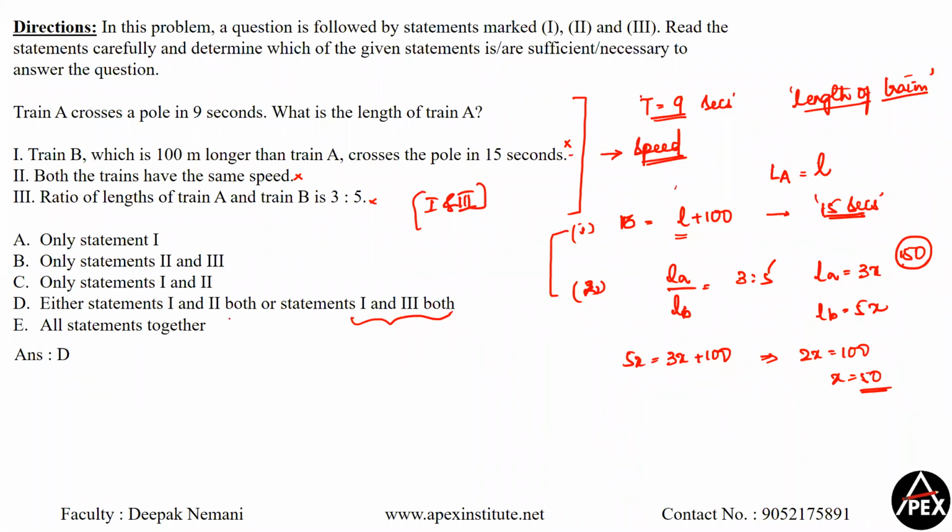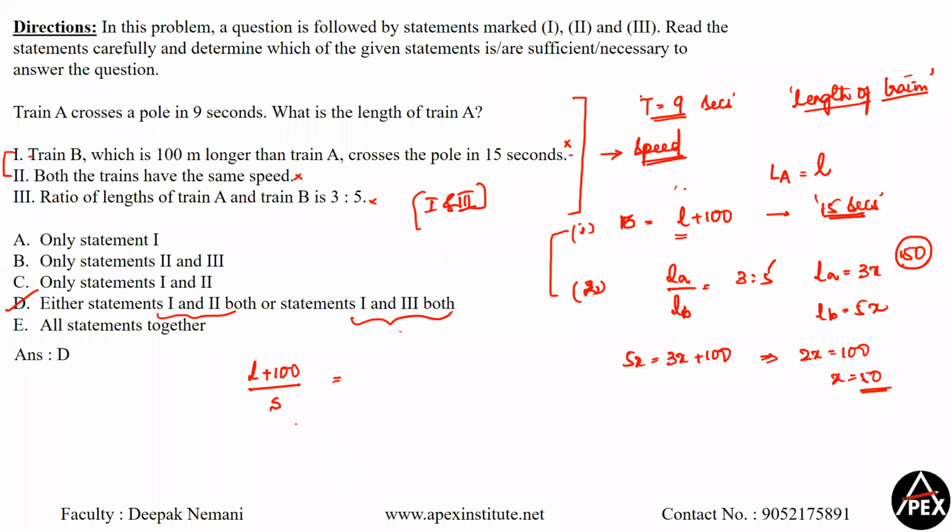Either statements 1 and 2 both or statements 1 and 3 both. Okay, so this for sure. But I will also check whether I can get the answer using statements 1 and 2. Train B, which is 100 meters longer than A, crosses a pole in 15 seconds. So L plus 100 by, if I consider 1 and 2, both the trains have same speeds.